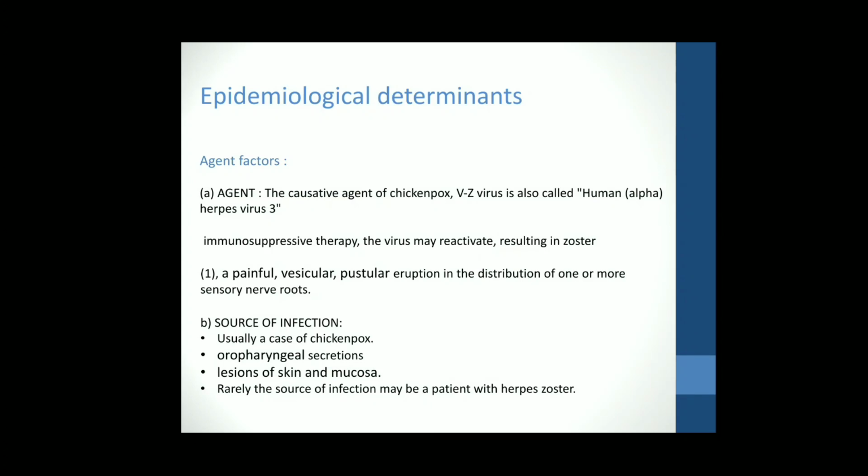Coming to the epidemiological determinants, what is the agent factor? The agent factor is the varicella zoster virus. It is also called human herpes virus, or alpha herpes virus. Which people are more prone to get it? With immunosuppressive therapy, the virus may react, resulting in zoster. People with a weak immune system are more prone to get chicken pox.